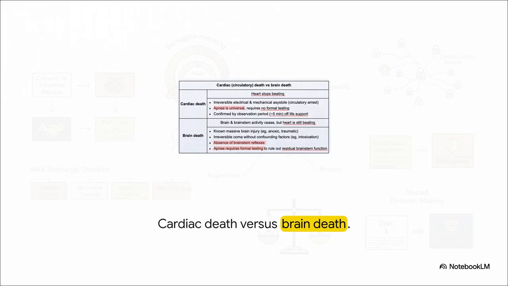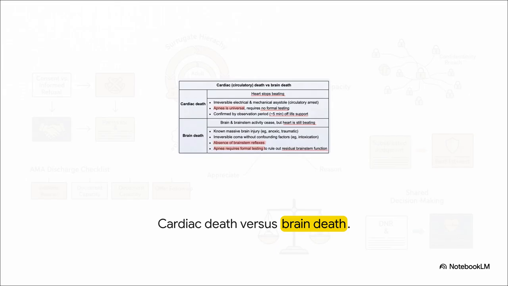Now let's talk about end-of-life determinations, specifically comparing cardiac death to brain death. Pay really close attention to the respiratory assessment here because the exam loves to test this. In cardiac death, where irreversible asystole has already happened, apnea is universal. You don't need to formally test for it. But brain death, that's a totally different story.